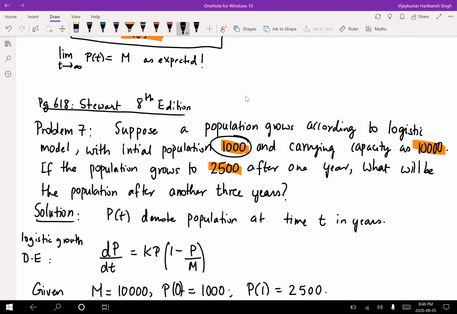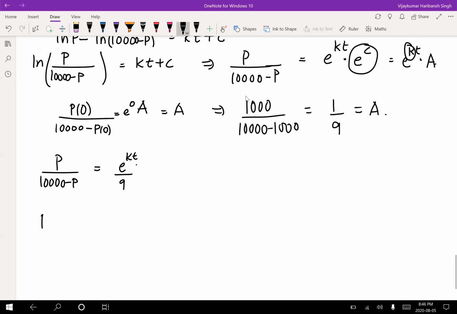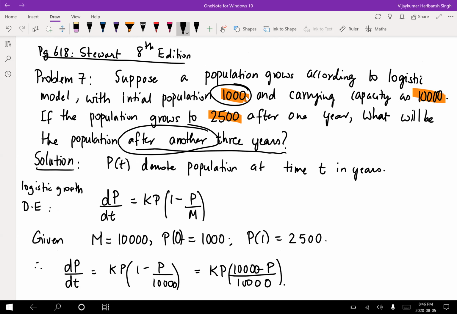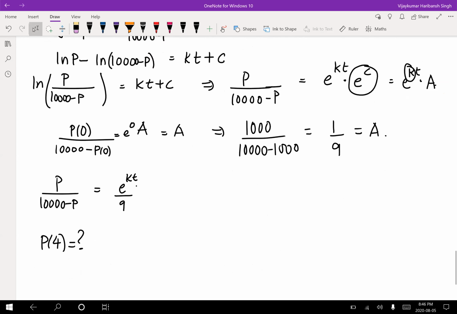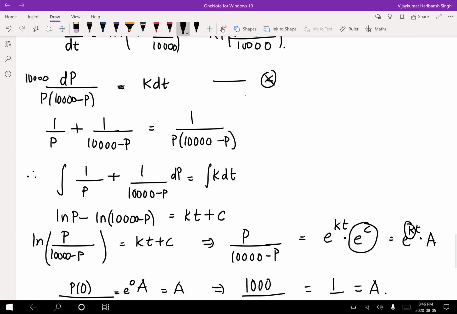Now note that at any point of time, you're not asked what is your P of t. So there's no need to restructure and resimplify. All we need to do is find out what the population is after another 3 years. So we are interested in P of 4. That is our concern, right? Because after 1 year, it's 2500, and after another 3 years, so that means the first year plus another 3 years, P of 4 is our interest. So for that, we need to find out this k. So there must be some more information given to us.